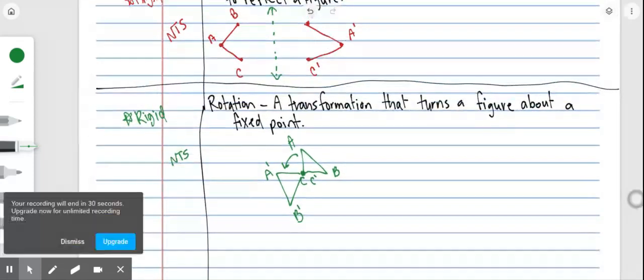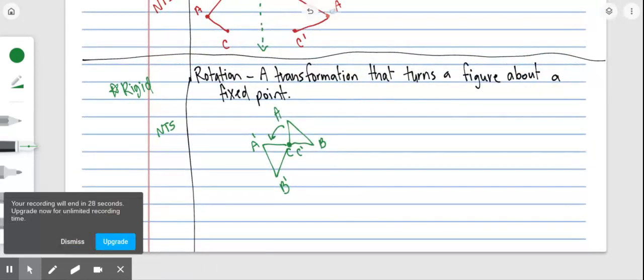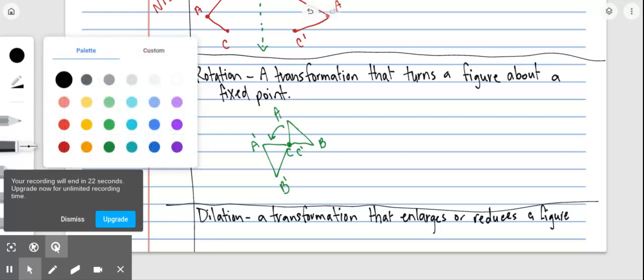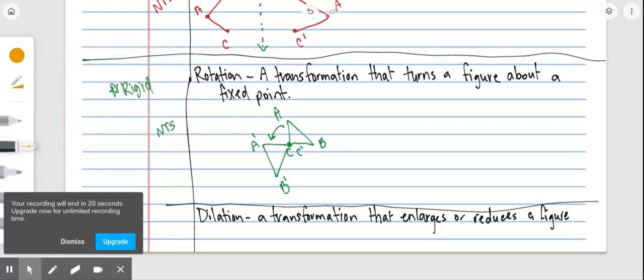Okay. All right. And then the last, but certainly not least one, is a dilation. And this is a transformation that enlarges or reduces a figure. So when I'm looking at a figure like this circle, my dilation could make it bigger or it could make it smaller, okay? And because the side lengths are not always the same, this is not rigid. This is the only non-rigid transformation.